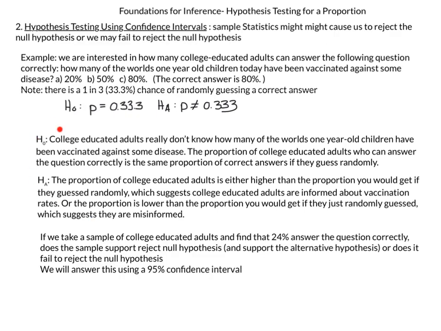Now that we have our two hypotheses set up, we can take a sample to test. So we take a sample of college-educated adults and find that 24% answer the question correctly. So I'm just going to circle that for now.